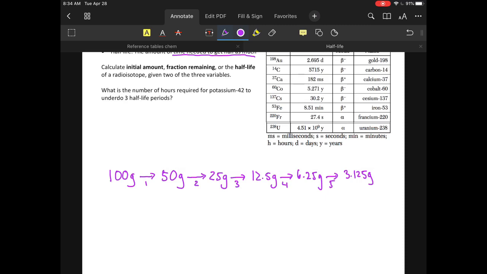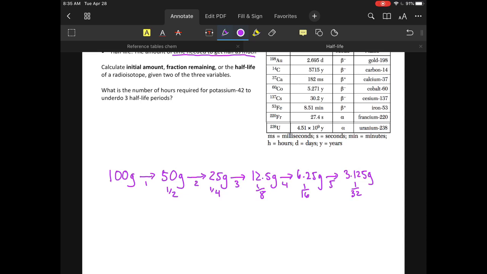So one half-life of any isotope will result in 1/2 of the original amount remaining. 2 half-lives means that there's 1/4 of the original amount remaining. 3 half-lives, we're left with 1/8 of the original sample. 4 half-lives, 1/16. 5 half-lives, 1/32, and we could go on and on. But for this class, we only will need to calculate up to 5 half-lives.